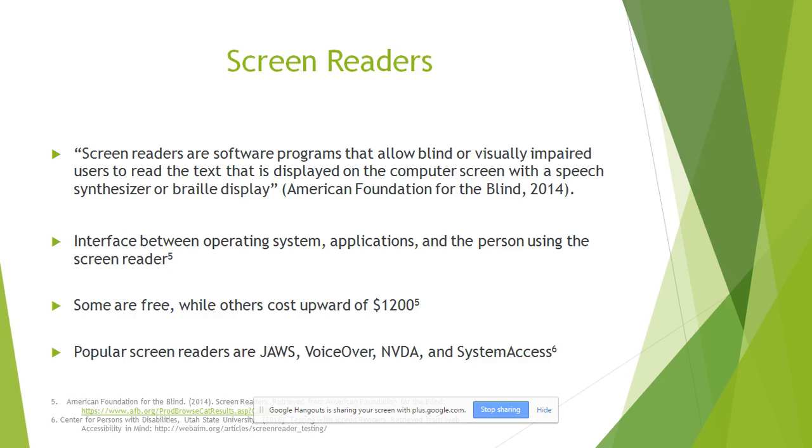And just to play on what Irving spoke about, screen readers allow the visually impaired to be able to read text on a computer screen using Braille or speech synthesizers. It serves as an interface between the operating system, the application itself, and the users. Some screen readers are free, while others can be purchased for upwards of $1,200. Some of the more popular screen readers on the market today are JAWS, VoiceOver, NVDA, and System Access.